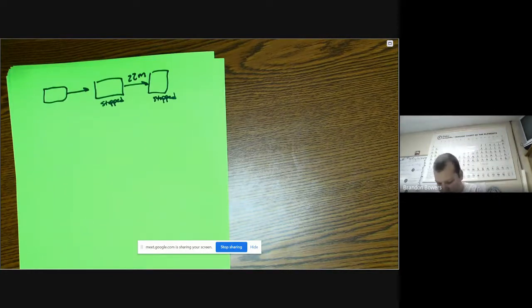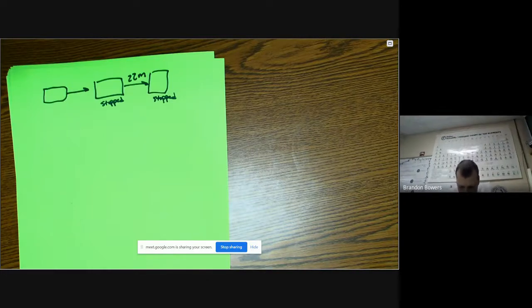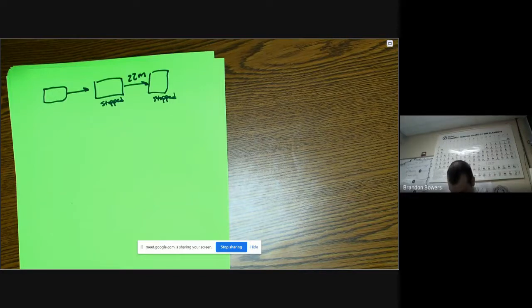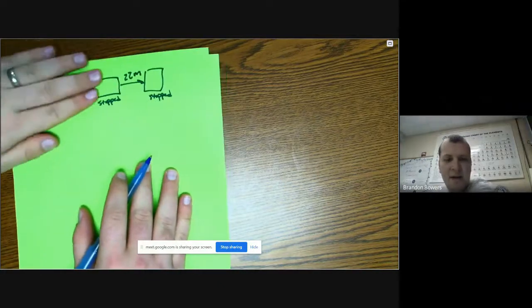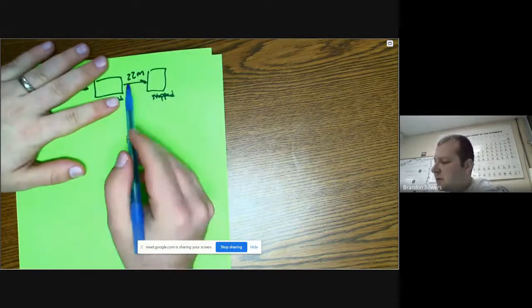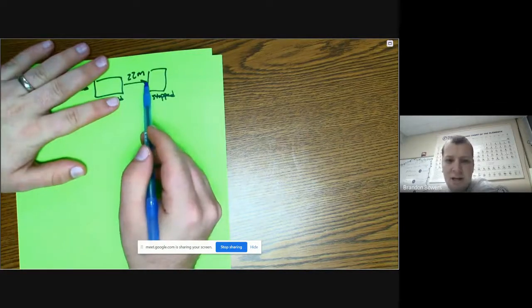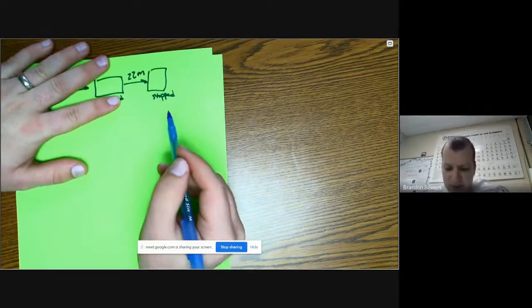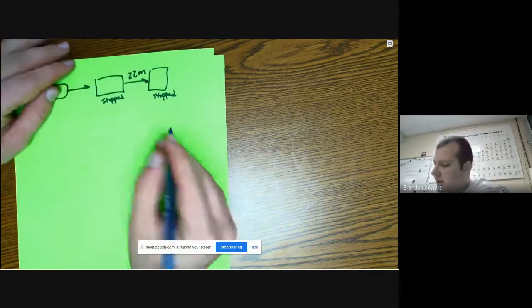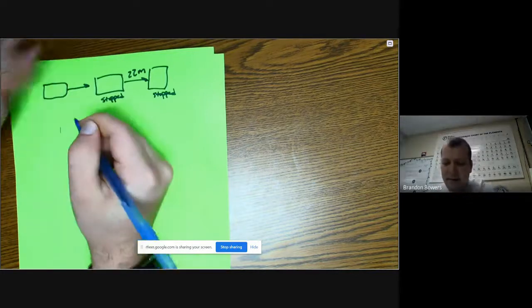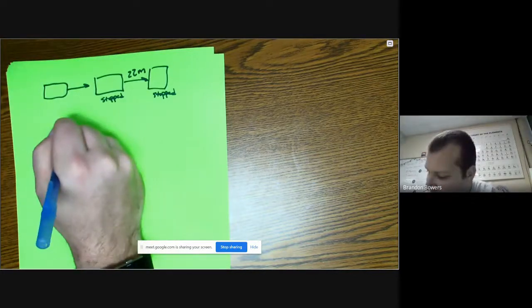Now, I'm trying to find a pen I can write with. This will work. Okay. So we know we have to solve based just on the minivan itself, okay? The minivan itself traveled 22 meters and eventually came to a stop. Well, there's one force acting on it, and that force is friction. So we know that we have to solve for the force of friction.